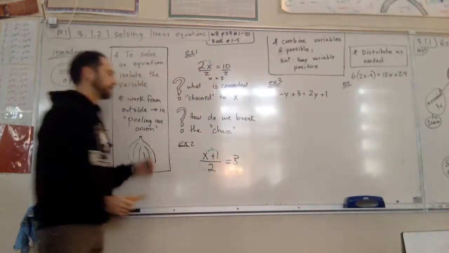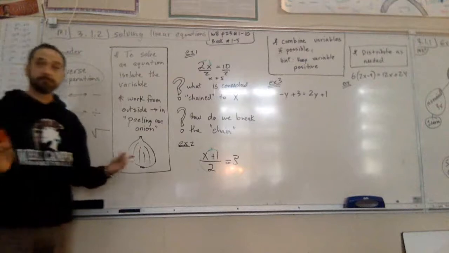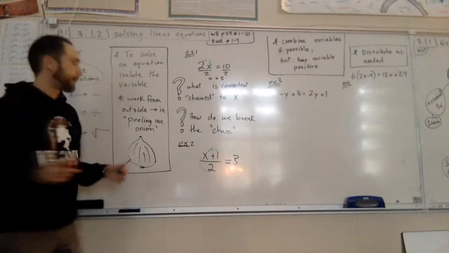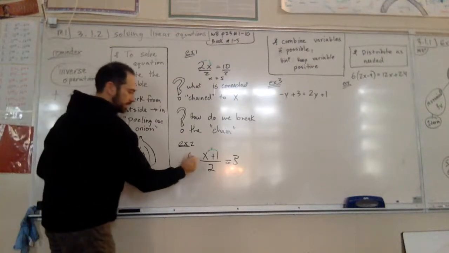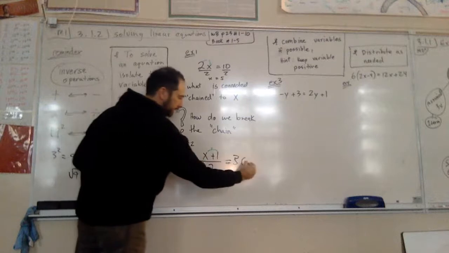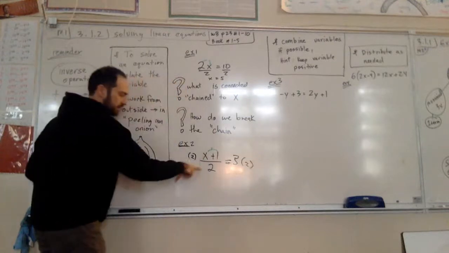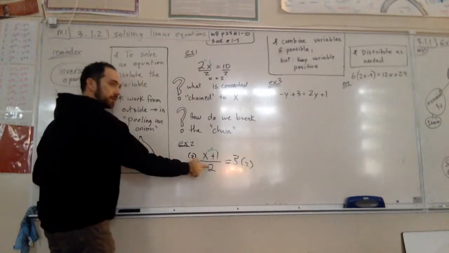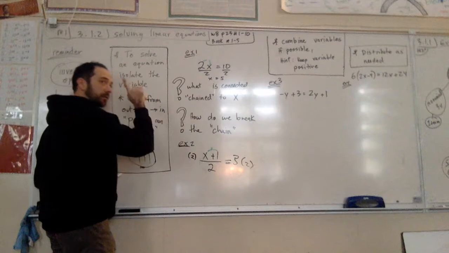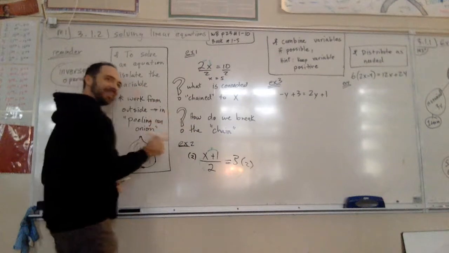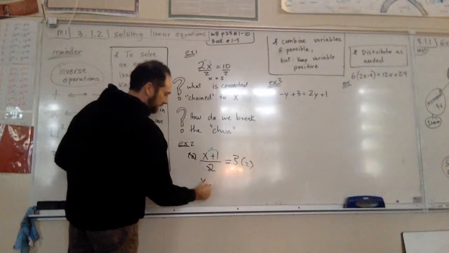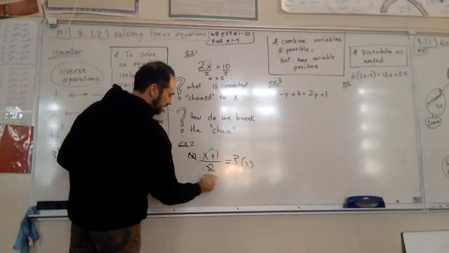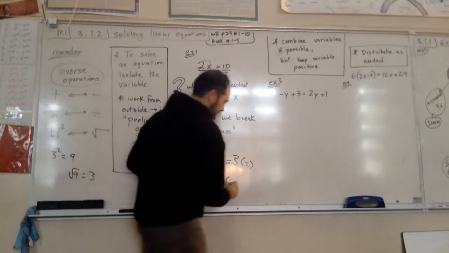Okay. So let's break some chains. What should I do first? It's division, so I'm going to instead multiply by 2 on both sides. You see, that breaks this chain because 2 over 2 equals 1. So now we have x plus 1. We still got this chain. It's addition, and now it's equal to 6.